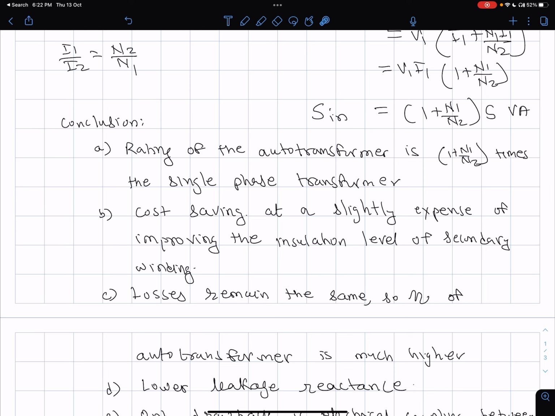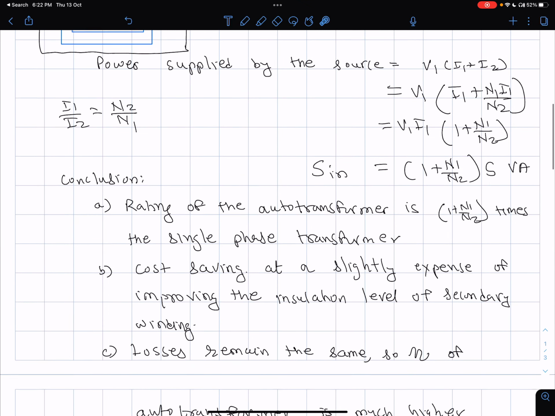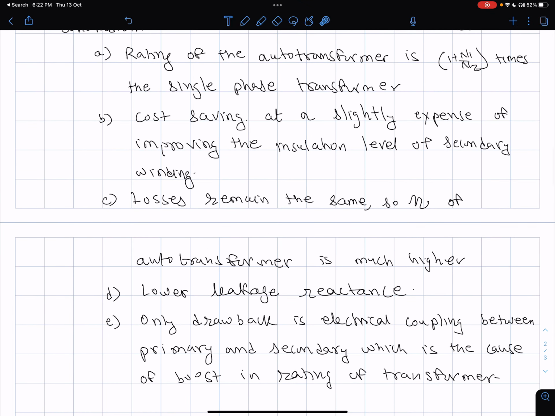To conclude, the rating of an auto transformer is 1 plus N1 by N2 times the single phase transformer, a cost saving at a slight expense of improving the insulation level of the secondary winding. This is a point I need to mention. Since the voltage at the output is now V1 plus V2, this secondary winding should have higher insulation than what you would have here, which is just an insulation adequate for V2. But this part of the secondary winding would need an insulation which is for V1 plus V2. So at the construction stage itself, this will have to be taken care of.